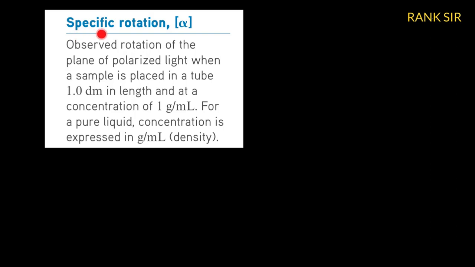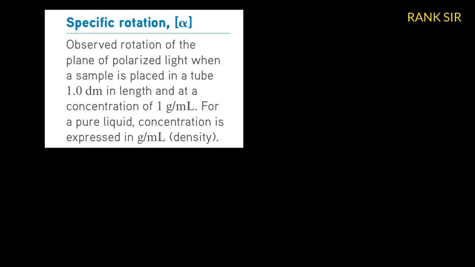The next term is the specific rotation, denoted by alpha in square brackets. So what is the specific rotation? It is the observed rotation of the plane polarized light when a sample is placed in a tube 1 decimeter in length and at a concentration of 1 gram per milliliter. These are compulsory. Keep in mind that the unit should be decimeter, and the concentration 1 gram per milliliter. These are useful in the calculation. Don't take any other units, compulsory decimeter and gram per milliliter.